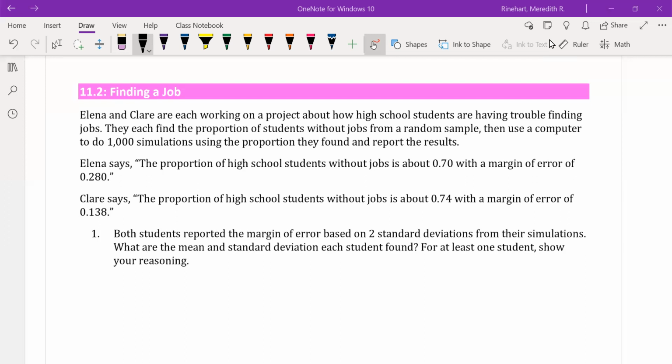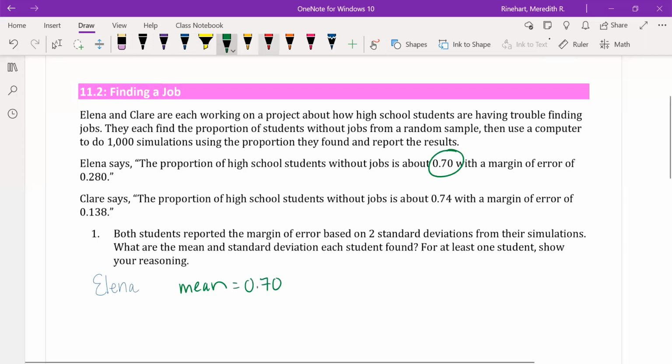The first question asks us to find both students' standard deviation and mean. So let's first look at Elena. Elena has a mean of 0.70. She has a margin of error of 0.280. So we're going to take that and divide by 2 to find our standard deviation.